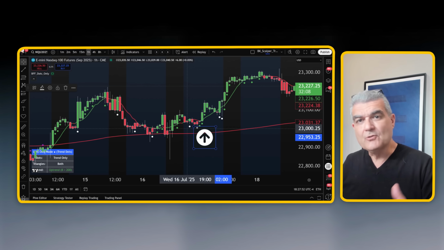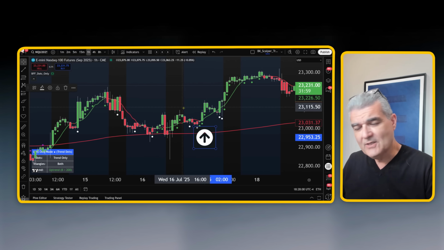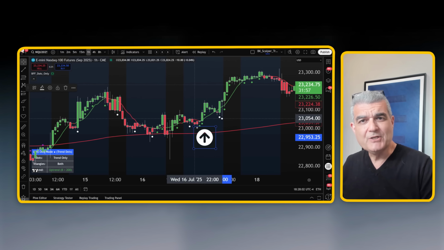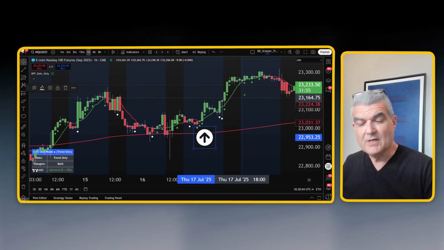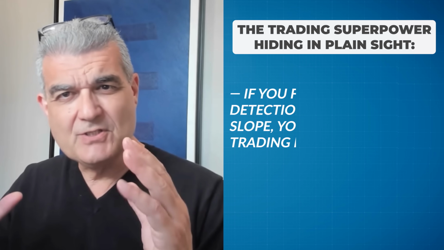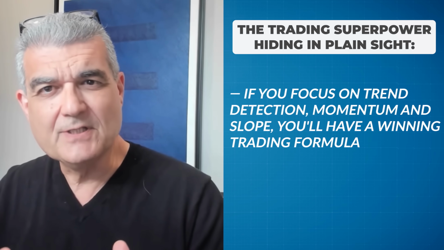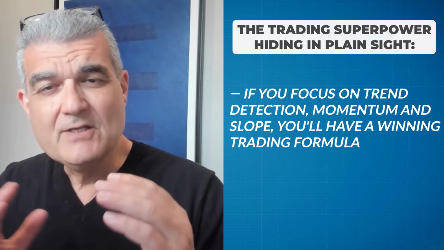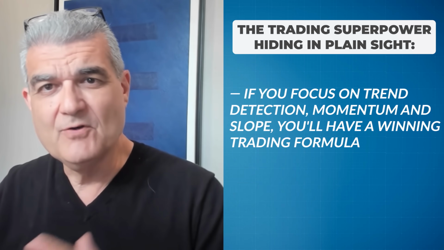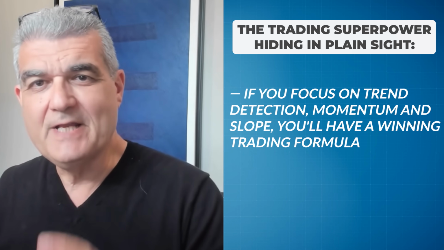I prefer to trade my trend trades with small, quick hits because I want lots of consistency and lots of accuracy in my setups. Some of you may decide to take lower win ratios, but much, much larger profit possibilities. Regardless of how you do it, if you could just simply focus on these three things, trend detection, momentum, and slope or velocity of movement, you will have yourself a winning formula for trading trend.